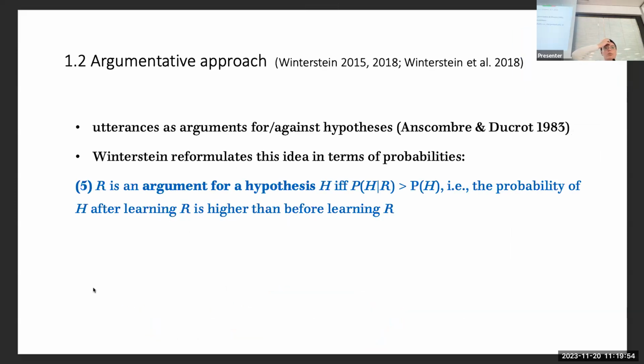Okay, now let's move on to the argumentative approach. So as Grégoire said in his book, the argumentative approach goes back to the work of Anscombe and Ducrot, who thought of arguments for or against hypotheses. And Winterstein reformulates this idea in terms of probabilities, where R is an argument for a hypothesis H if and only if the probability of H, after learning R, is higher than the probability of H. So we compare posterior to prior probabilities, right? And if the posterior is higher, then R is indeed a good argument for H.